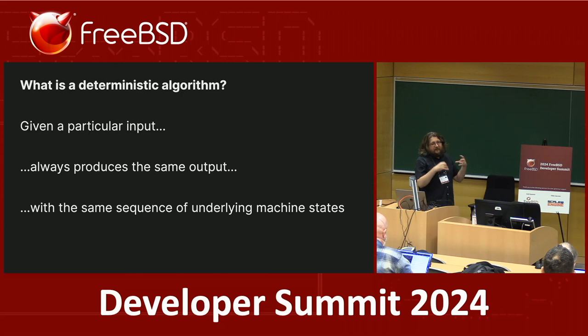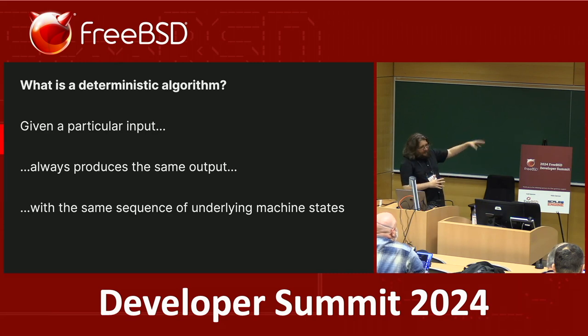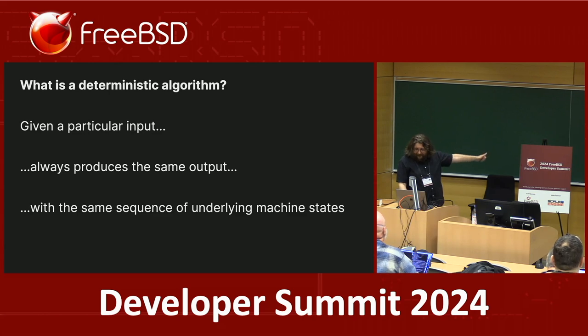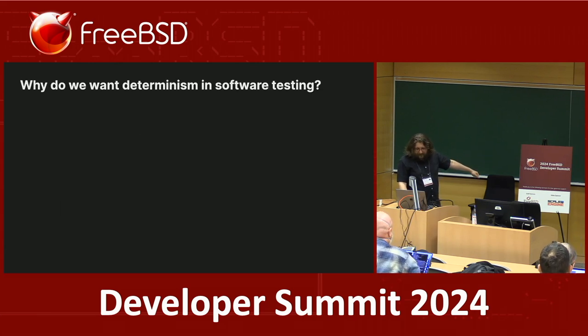So it's not just that you ran this one computation and got the same result. It's that all the subsequent computations you run as a follow-on to what you just did will always also have the same underlying state affecting them. This is very important because if you get this part wrong, the other stuff doesn't work. Hopefully people got some points. Let's get more annoying. First off, why do we want determinism in software testing specifically?